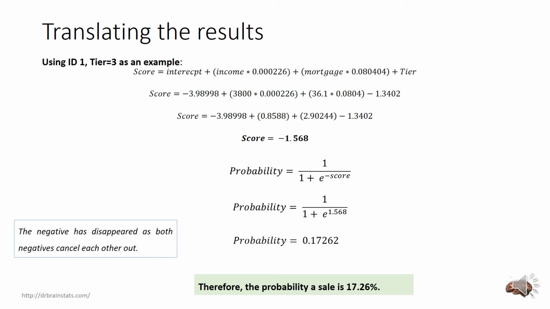So we're going to translate these results using ID1, which has a tier equals 3, as an example. We'll score up our model as we've done in a previous example, which gives us our score of minus 1.568. Now to convert that into the probability, we apply it to the equation as shown. So therefore, the probability of a sale for ID1 is 17.26%.